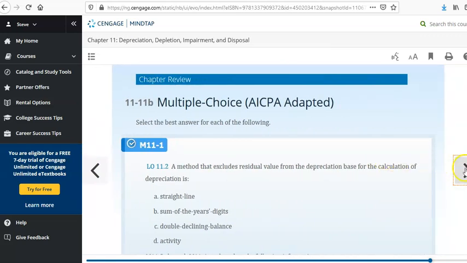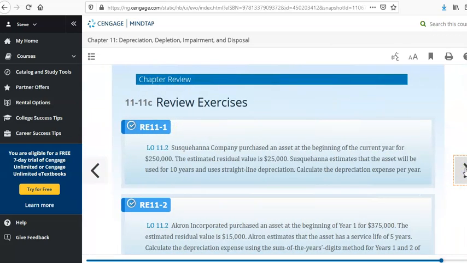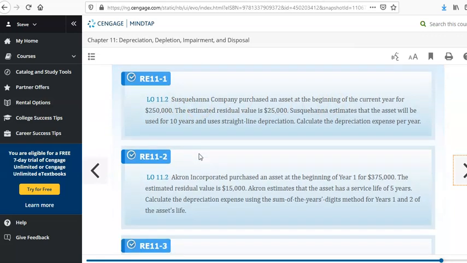Then I'm going to skip ahead a little bit to the review exercises and go through a few of these with you. This first one is Susquehanna Company. They buy an asset at the beginning of the current year for $250,000. Estimated residual is $25,000. They estimate that the asset will be used for 10 years. Use straight line, calculate depreciation per year. That one's pretty straightforward.